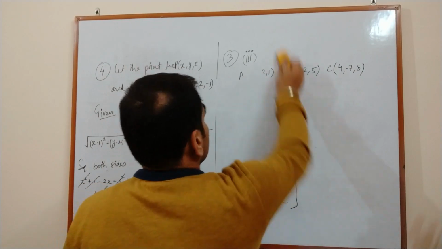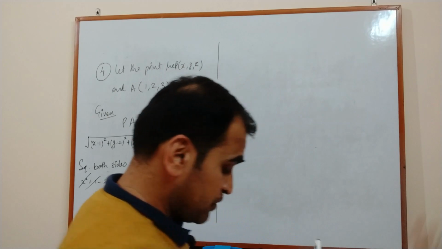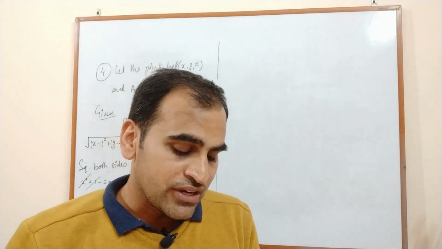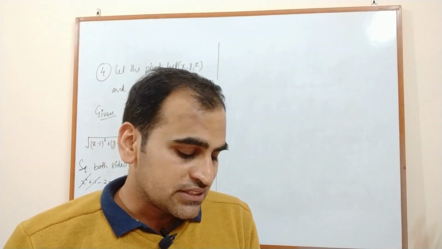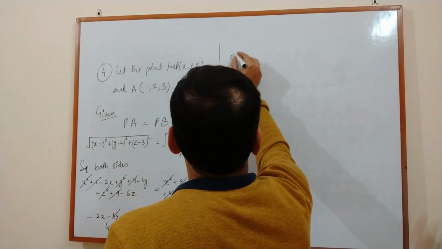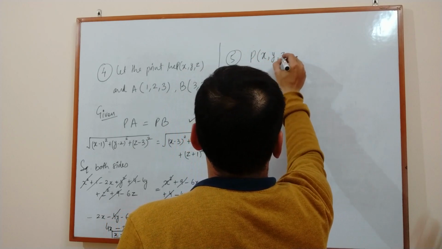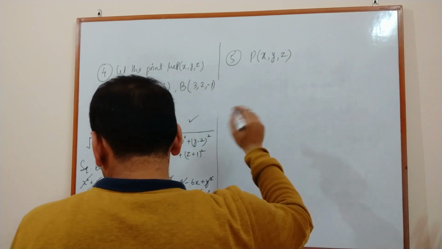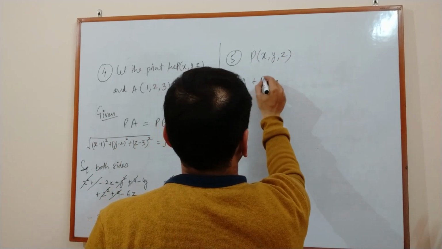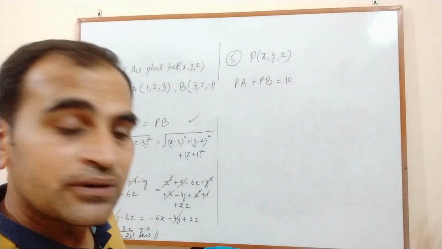Okay, so next question is question number 5, and this is the last question. Find the equation of the set of points P, the sum of whose distances from A and B is equal to 10. So this is the fifth question. Again we have the point P, and the sum of whose distances from A and B is 10. So here PA plus PB is equal to 10. This is given.